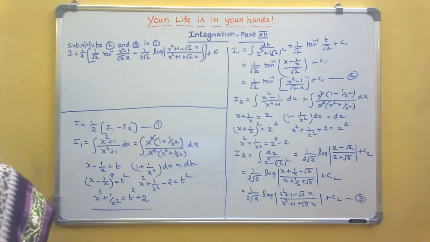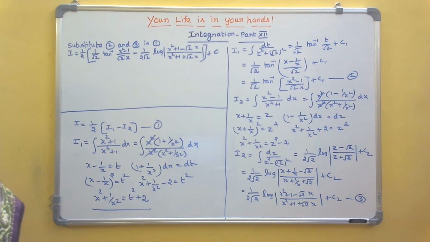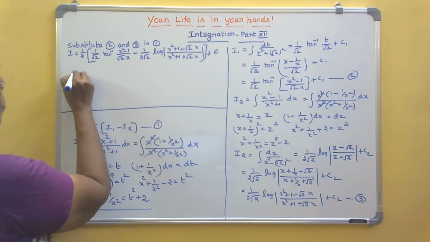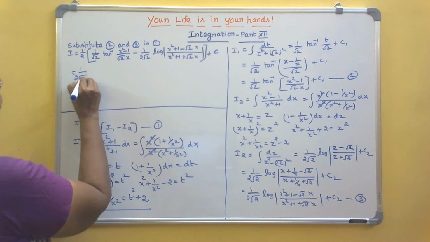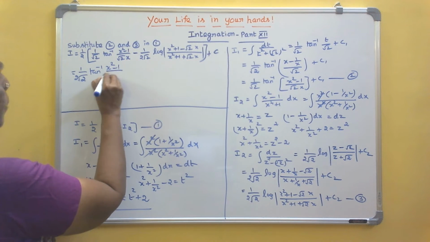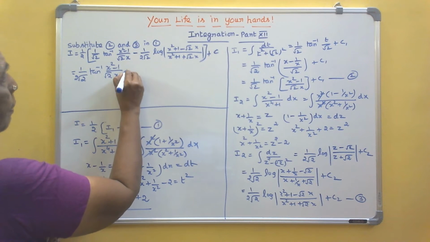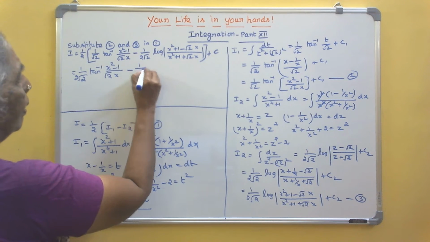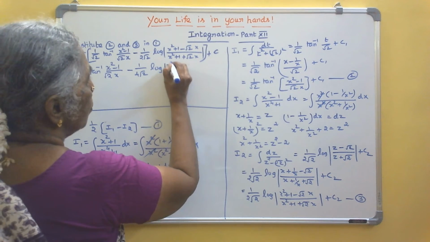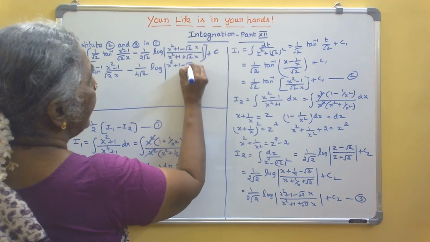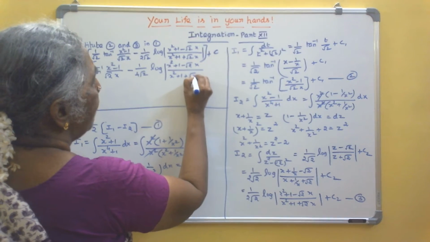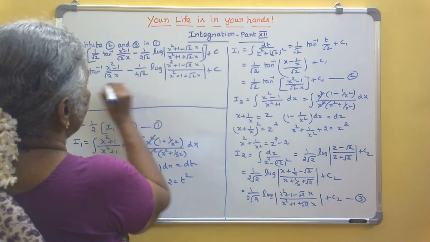Instead of c1 and c2, put one c. Now, this half we can bring inside. So you will get 1 by 2 root 2 tan inverse (x squared minus 1) by (root 2 x) minus, this 2 if you bring here, you will get 4 root 2 log mod (x squared plus 1 minus root 2 x) by (x squared plus 1 plus root 2 x) plus c.